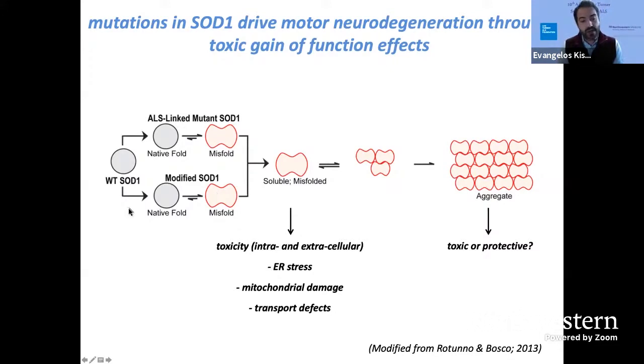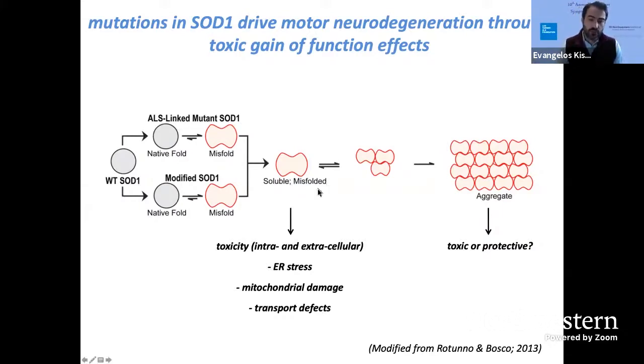And we now know that even the wild type SOD1 protein has a natural tendency to misfold, but ALS-linked mutations increase this tendency to misfold significantly. And there are really at least two separate species of misfolded protein that have been characterized by researchers known to contribute to disease. The first one is soluble misfolded SOD1 protein, which is highly toxic within the cells. Several groups have now shown that this can be secreted and taken up by other cells.